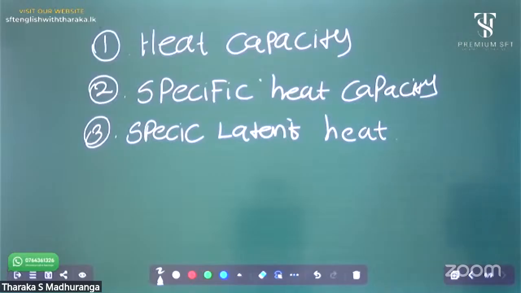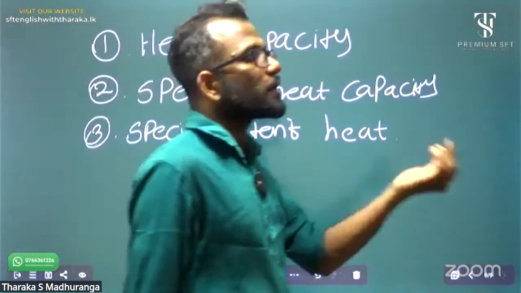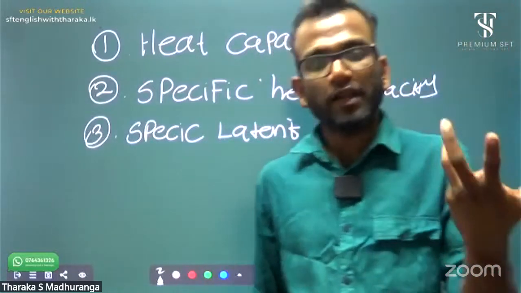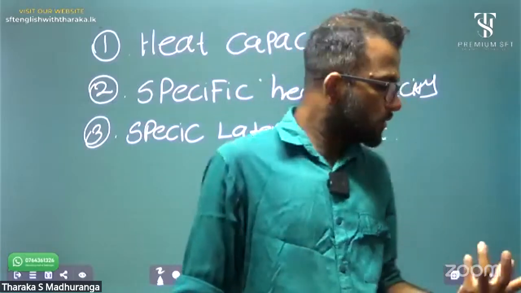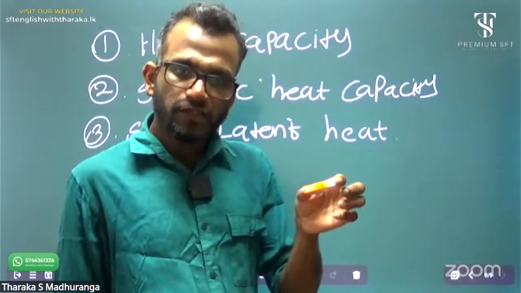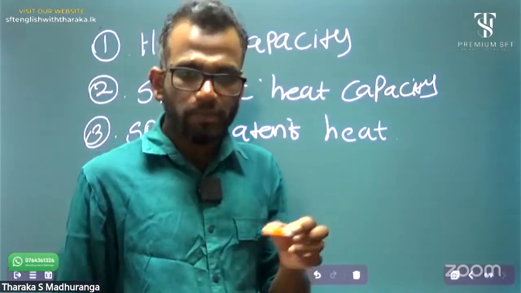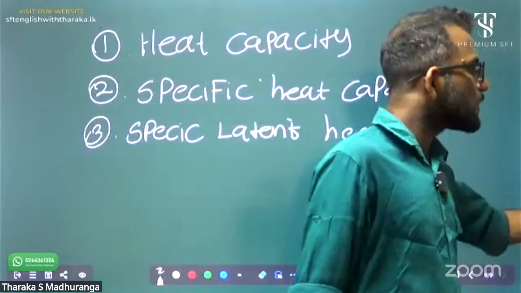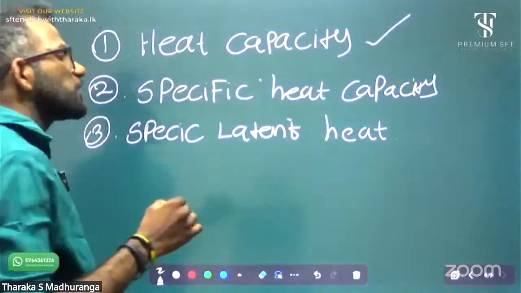Heat capacity: the amount of heat required by any object to increase its temperature by 1 Celsius or 1 Kelvin, 1 degree. As an example, think this box is now at 30 Celsius. If I want to increase it to 31, the amount of heat required is the heat capacity of this box. That's the heat capacity.